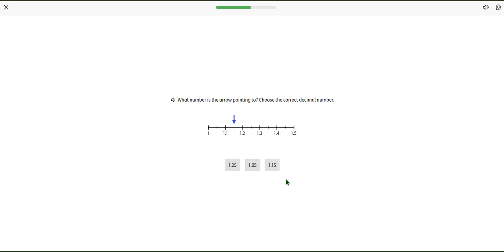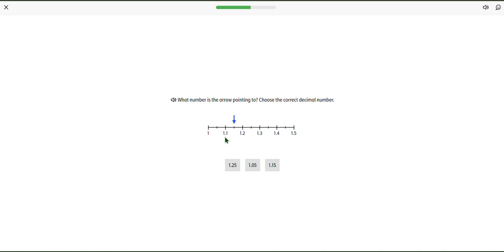What number is the arrow pointing to? Choose the correct decimal number. So we're going to say this line is right in the middle of 1 and 1 tenth and 1 and 2 tenths. If it's right in the middle of those, I know that I can't go before the 1.1, and I can't go after the 1 and 2 tenths. I need right in the middle of these two.